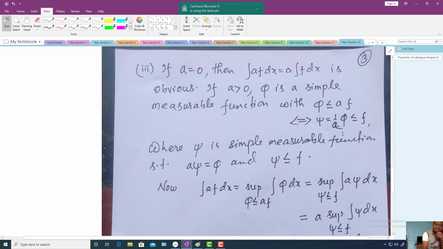And next is number 3. Let us see number 3. What do we want to show? We want to show the equality of these two.